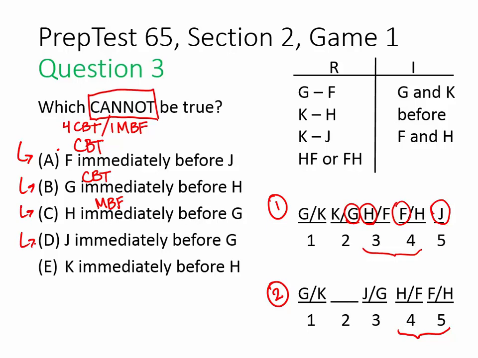J immediately before G. We had that in our last question, if you watched that video. It's possible right there in option 2. So that could be true. And lastly, K immediately before H. Where could we have K immediately before H? We could have it right here. So again, this guy could be true. That leaves us with 4 that could be true, and C as the only answer choice that must be false.